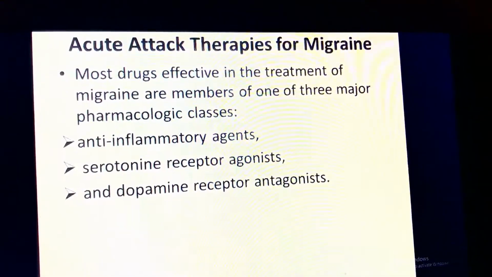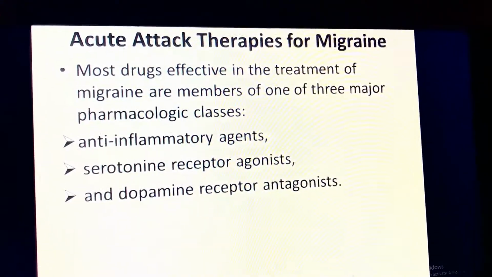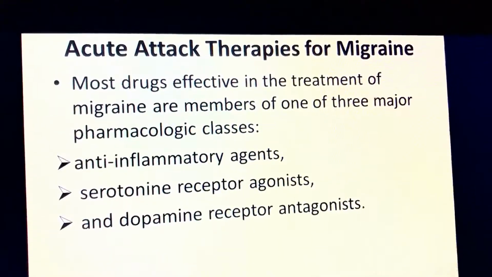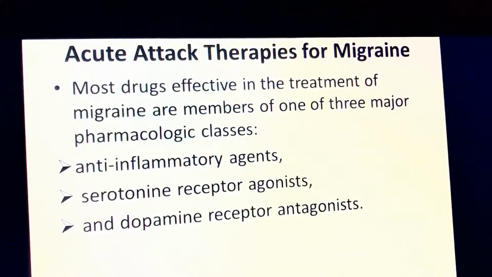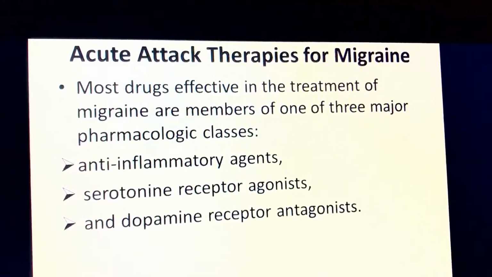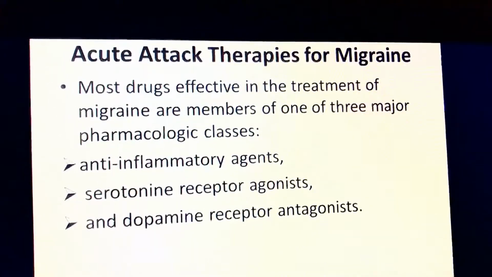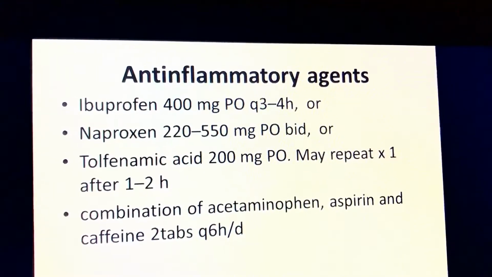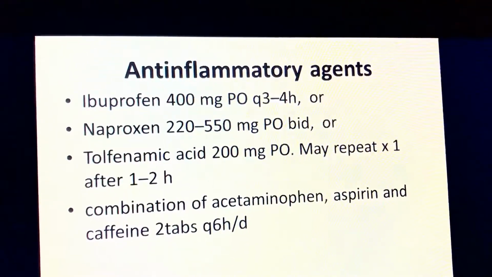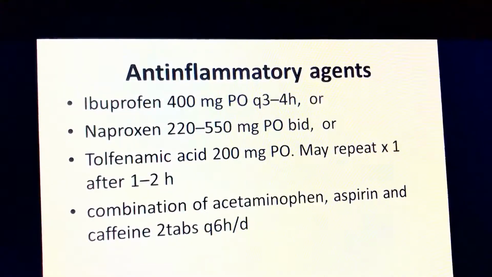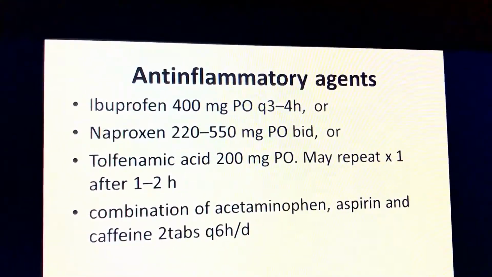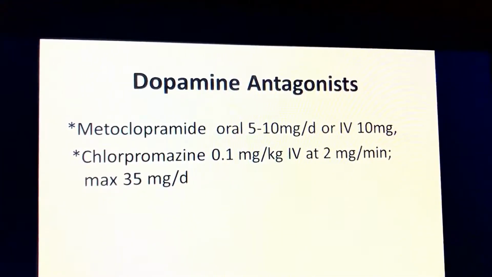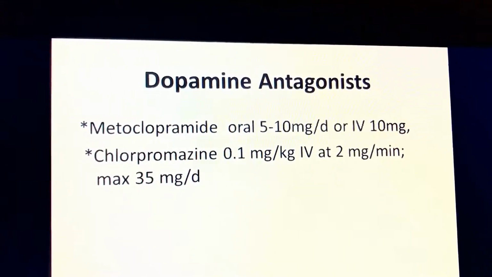Acute attack therapies for migraine. Most drugs effective in the treatment of migraine are members of one of 3 major pharmacological classes that we will see in special pharmacology: anti-inflammatory agents, serotonin receptor agonists, and dopamine receptor antagonists. Anti-inflammatory agents include ibuprofen, naproxen, tolfenamic acid, and a combination of acetaminophen, aspirin, and caffeine. For dopamine antagonists, metoclopramide and chlorpromazine are also used.